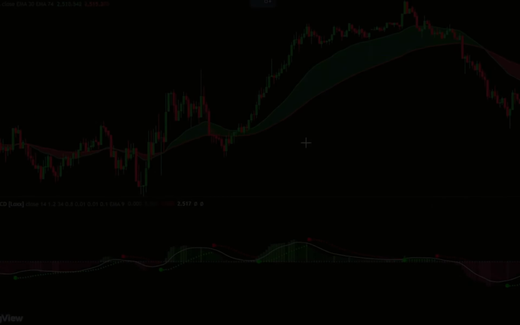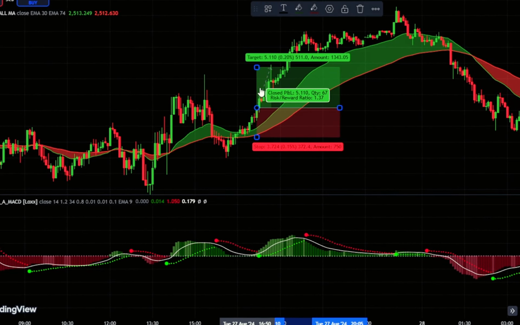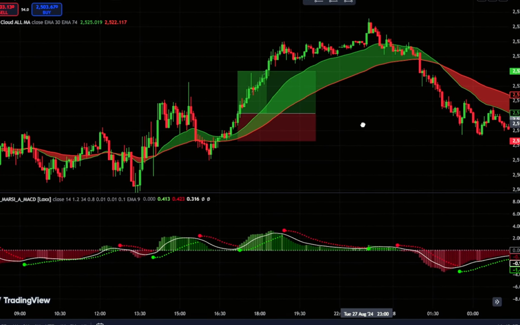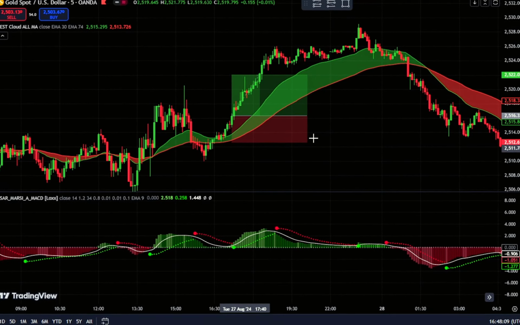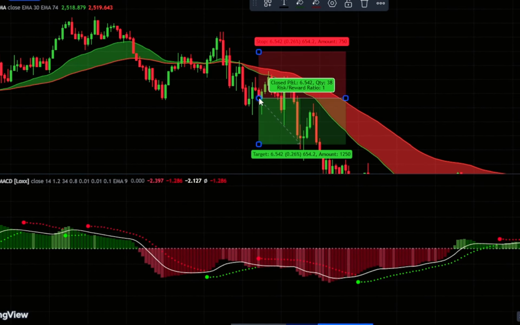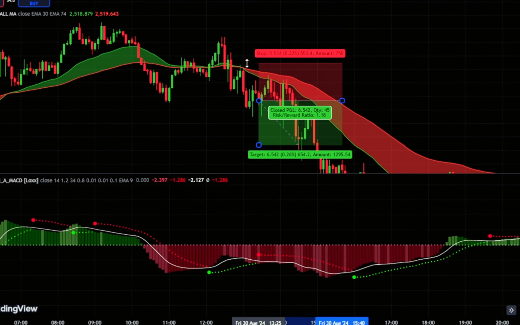Today, we're diving into a 5-minute gold scalping strategy using 2 free TradingView indicators. While it works on 1-minute, 5-minute, and 15-minute timeframes, the 5-minute delivers the best results. This strategy isn't just for gold, it can be used for Forex, crypto, stocks, and more.